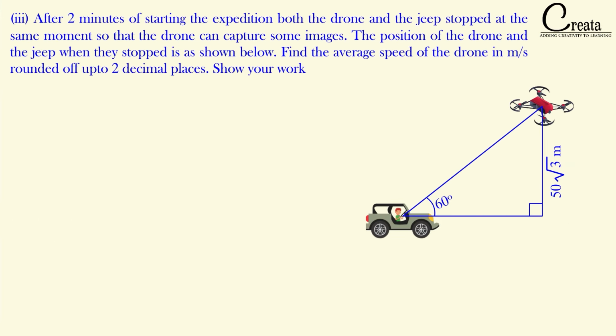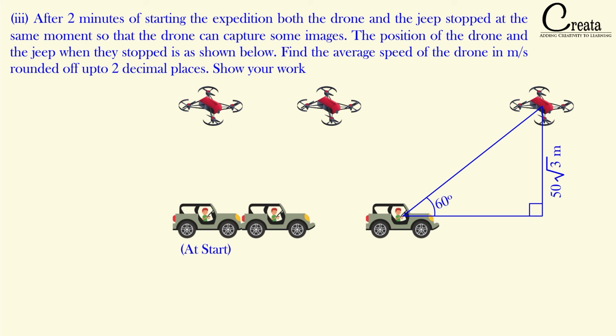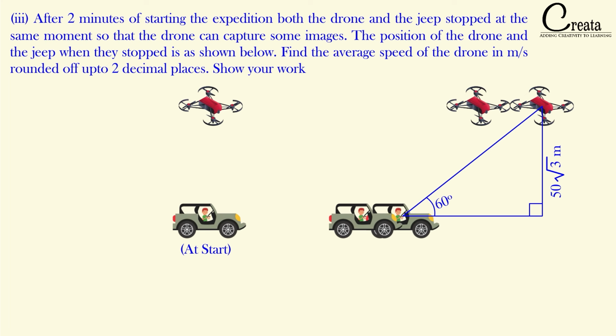Further, let's move to part 3. In part 3, a scenario is given after 2 minutes of starting of the expedition. The location of the drone and the location of the jeep is shown in the figure. The drone has moved ahead of the jeep, that is, the drone is moving faster as compared to the jeep. Do you remember, in the starting it is given that before entering the jungle, the location of the drone is just above the jeep. Now after 2 minutes of the expedition, that is after entering 2 minutes into the jungle, the drone has moved forward as compared to the jeep. It means the velocity or the speed of the drone is higher as compared to the jeep.